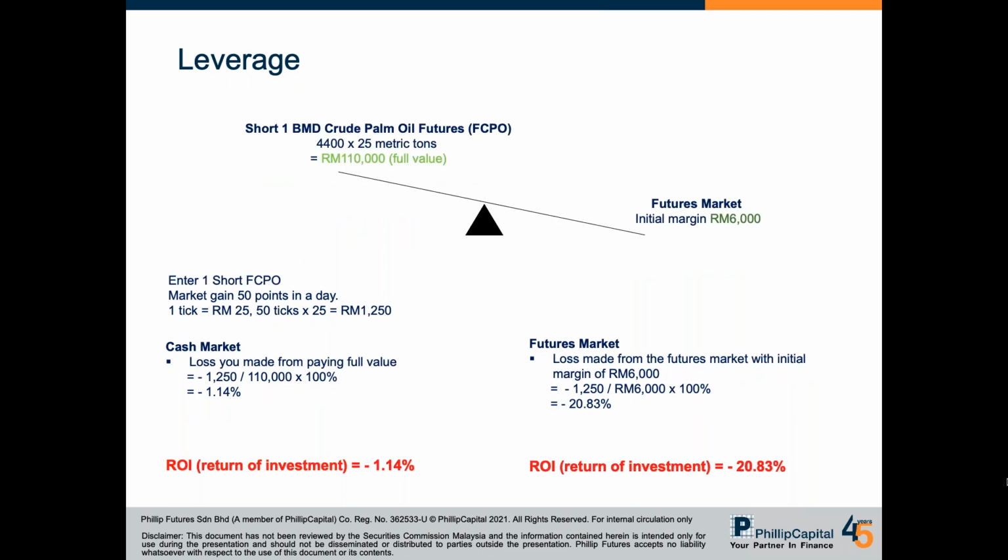But also in the same scenario, if you decided today that the market will go downtrend, but today the market gains 50 points, the loss that you have made from paying the full value in the cash market will be about negative 1.14%. But in the futures market, you'll be losing about 21%. Of course, this is the difference. In the futures market, you only need to pay 6,000 initial margin, but in the cash market, you will have to pay the full value of about 100,000.